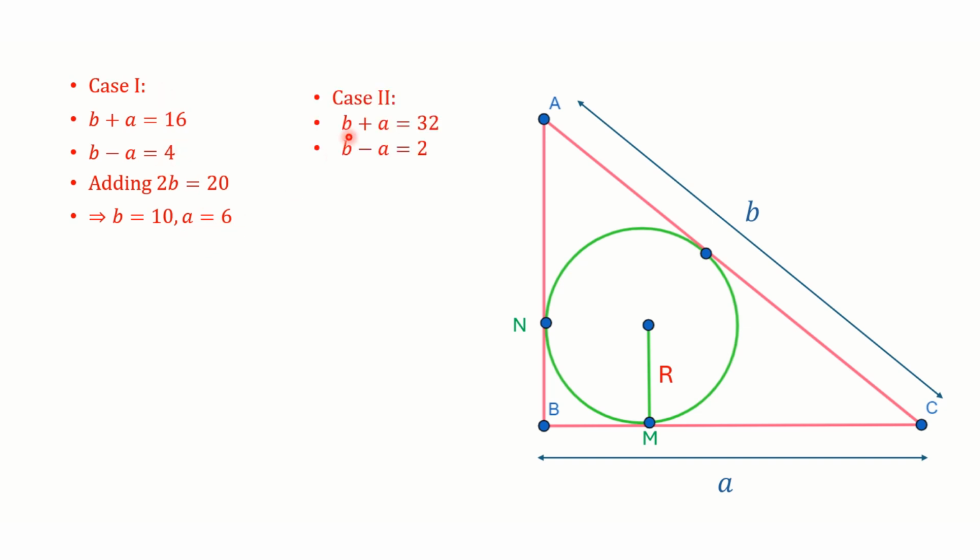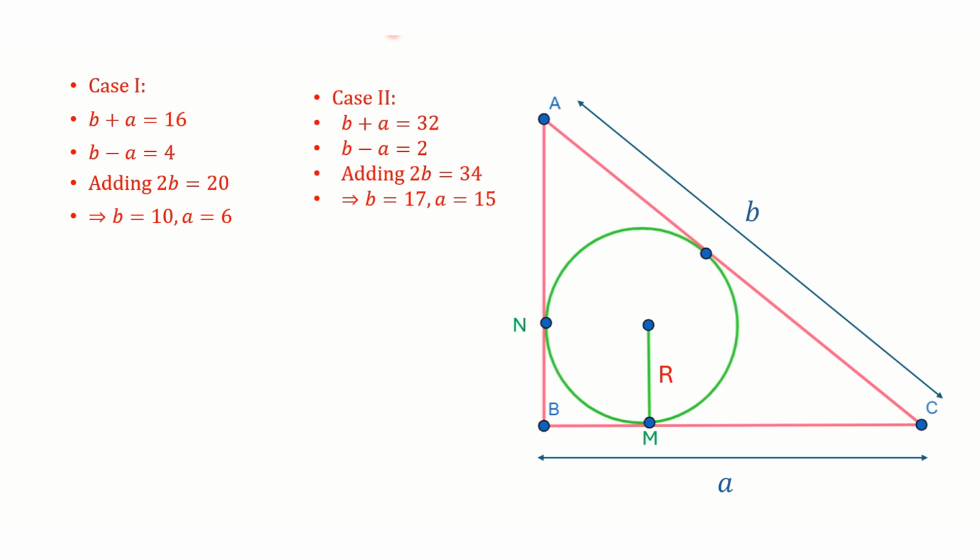Now for the second case, the two equations are b plus a is 32 and b minus a is equal to 2. If you add these two equations, 2b is equal to 34, this means b is equal to 17. Now if b is equal to 17, you can plug in either this equation or this equation. Then a is equal to 15. So now I know a and b for both cases.